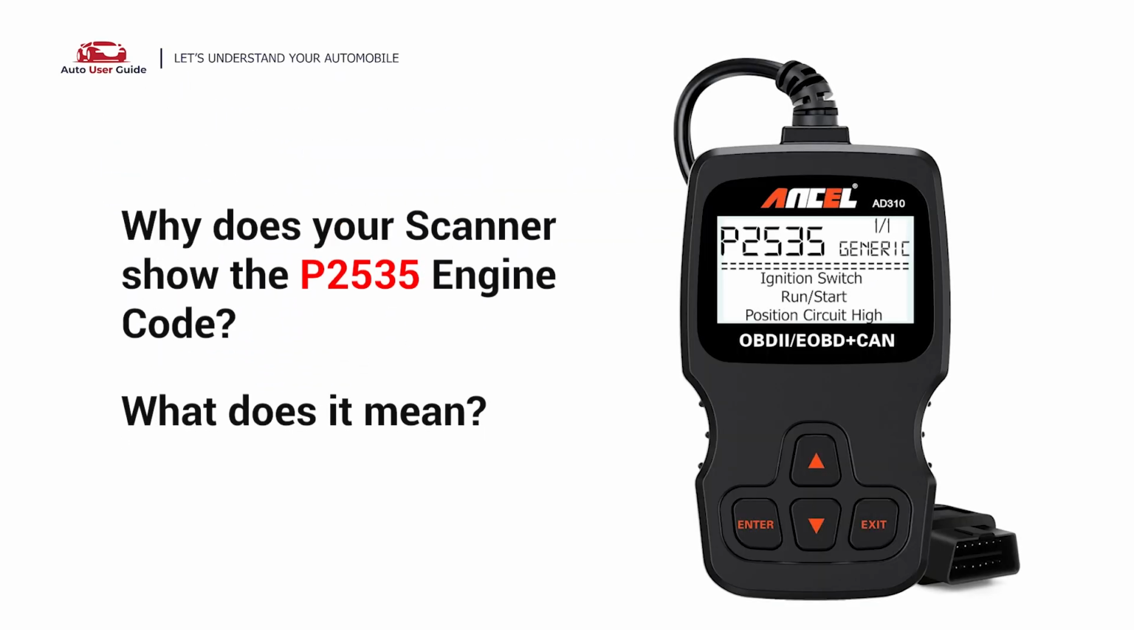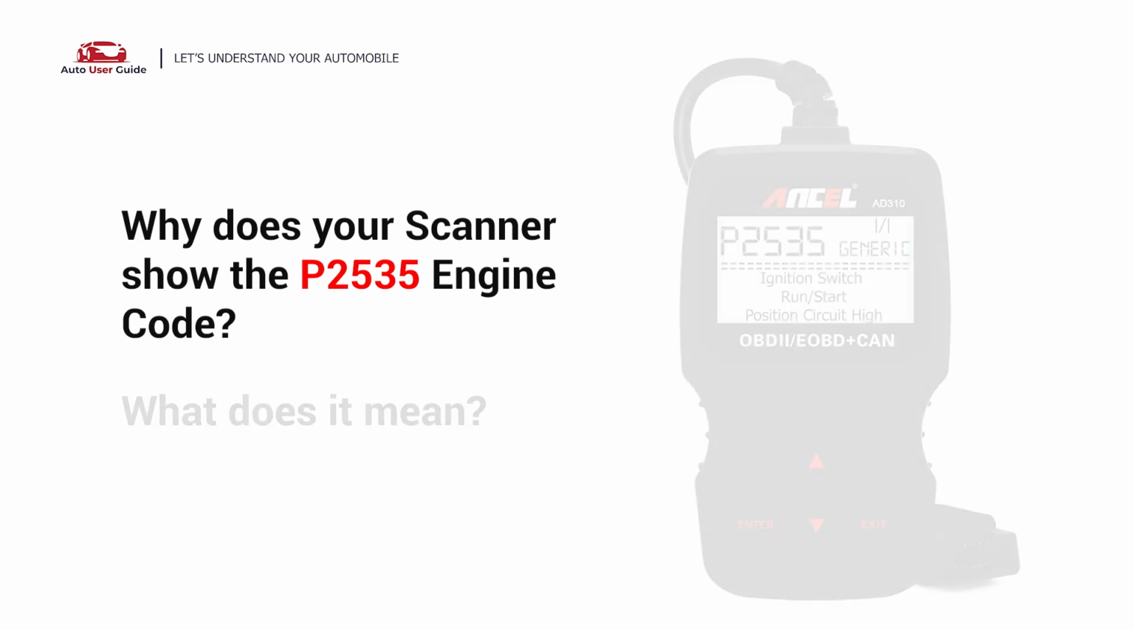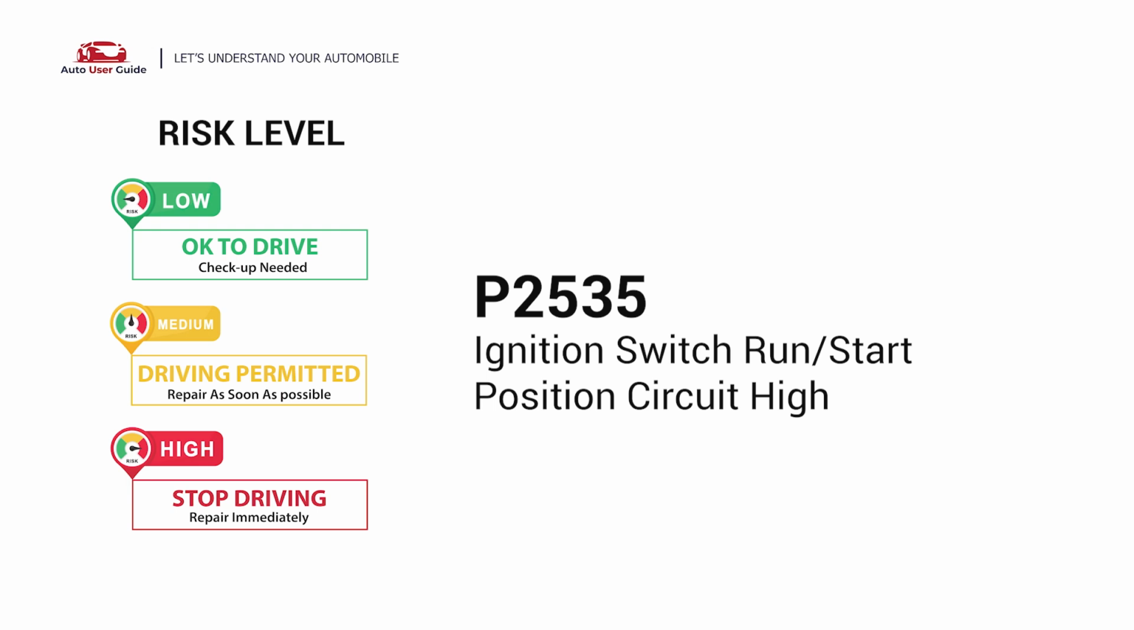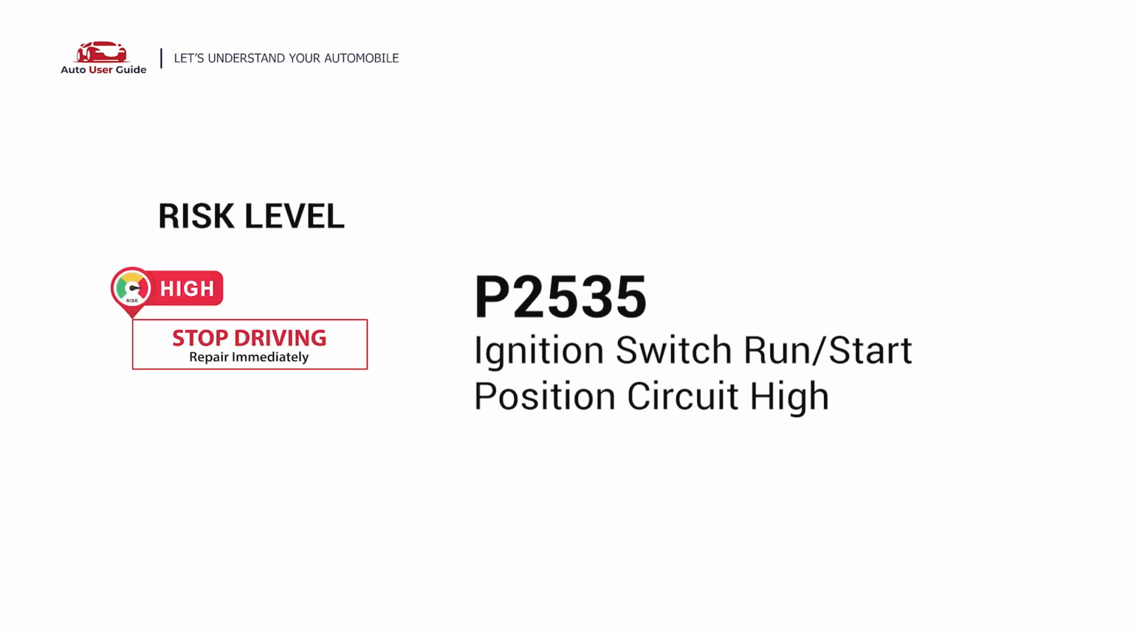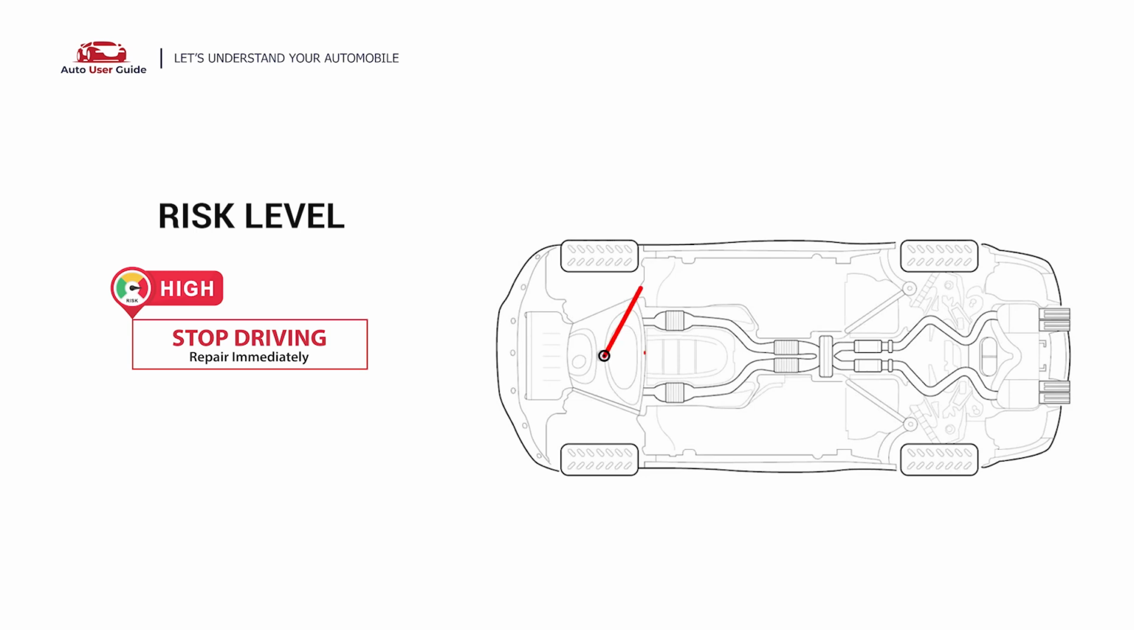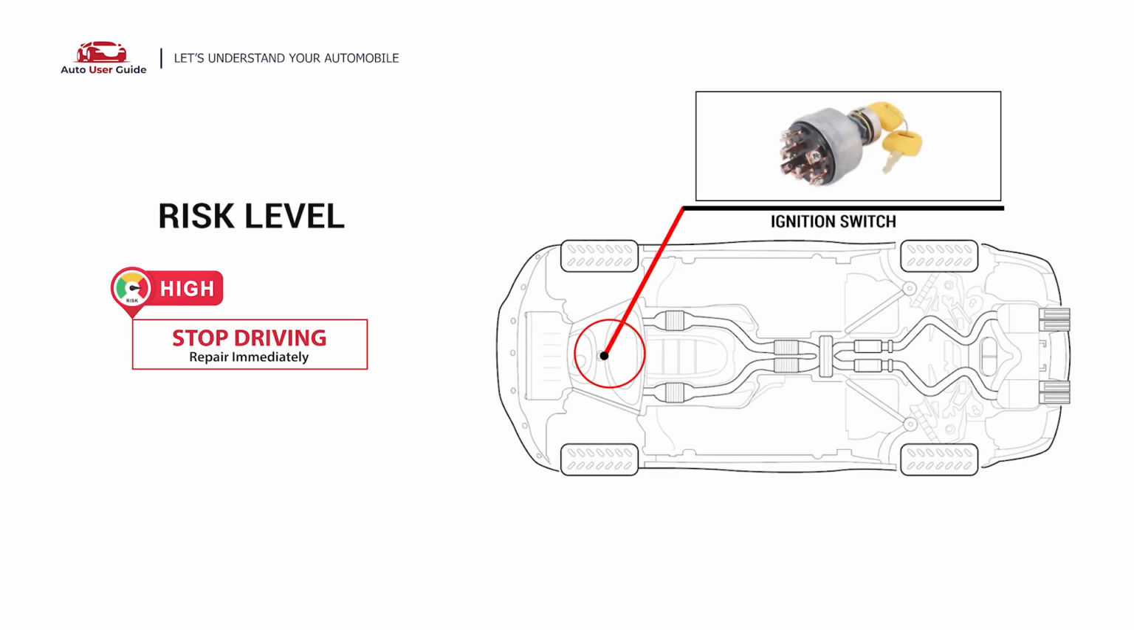Why does your scanner show the P2535 engine code? What does it mean? P2535 is a diagnostic trouble code for ignition switch run or start position circuit high. This engine code indicates the input reference voltage from the ignition switch run position circuit is above the manufacturer's recommended minimum voltage. Under this circumstance, stop driving and repair your vehicle immediately.